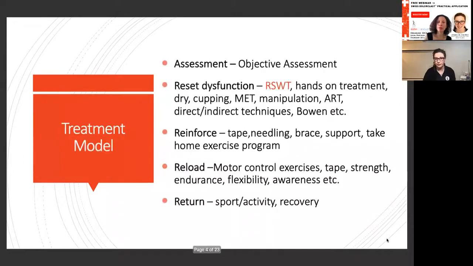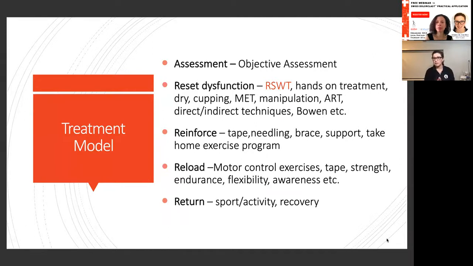If we talk about where it fits in the treatment model, patients come in, we take a history, we do an objective assessment, we then reset dysfunction. We might use lots of different things to do this, and shockwave is one of those things. You might do some hands-on treatment as well, some dry needling, some cupping, some muscle energy, some manipulation, all these direct or indirect techniques. Shockwave just fits into that same category of a tool that we use to reset dysfunction in people.